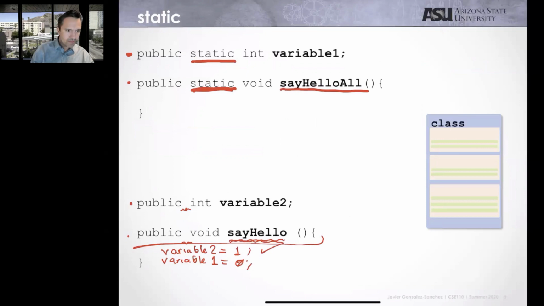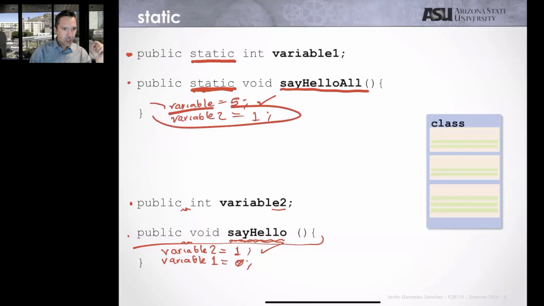So inside of this method, can I use variable one? Static method, static variable, fine. Can I use variable two, this one, inside of say hello all? If you try to do this, your compiler is going to tell you error. This is not going to compile.